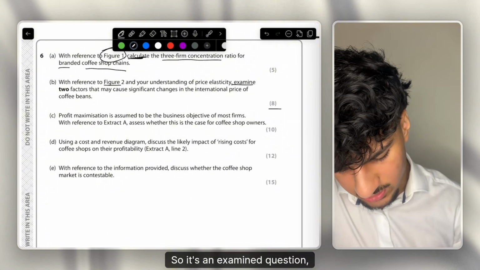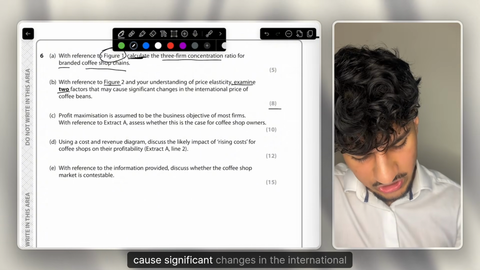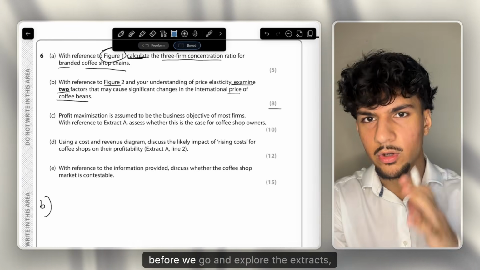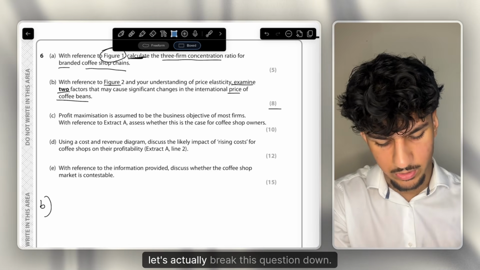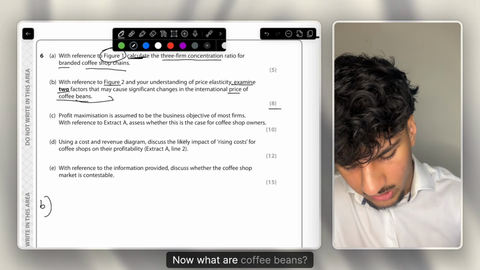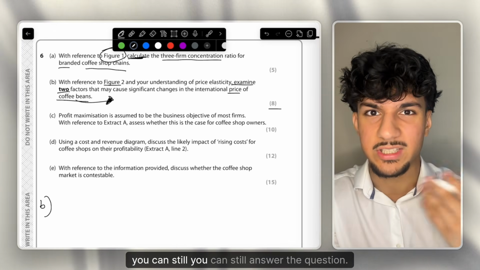So it's an examine question, 2 factors, so we're going to need 2 different paragraphs here that may cause significant changes in the international price of coffee beans. Okay, before we go and explore the extracts, let's actually break this question down. So it's talking about the price of coffee beans. Now, what are coffee beans? You should know this, and even without knowing this, you can still answer the question.